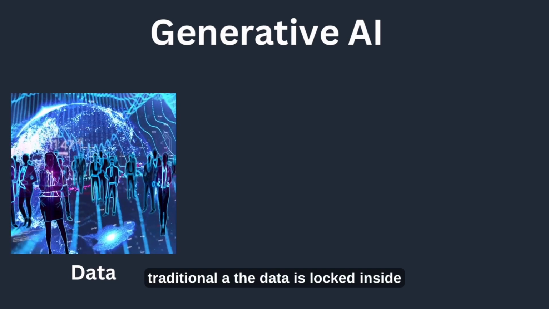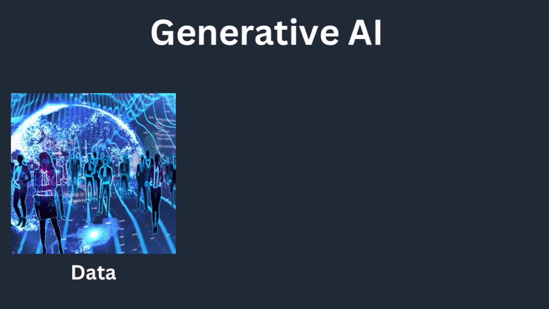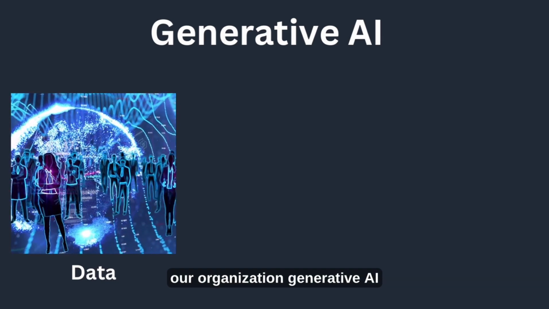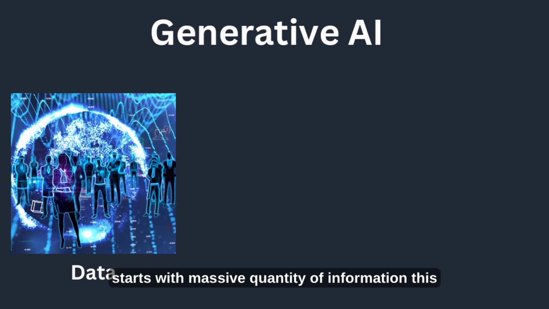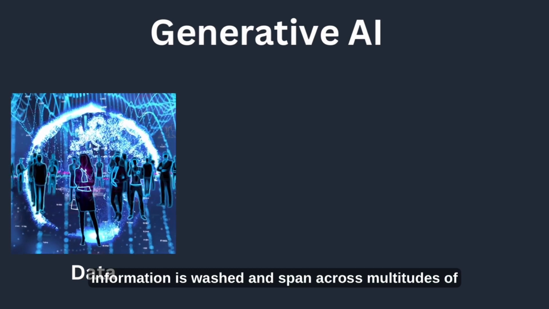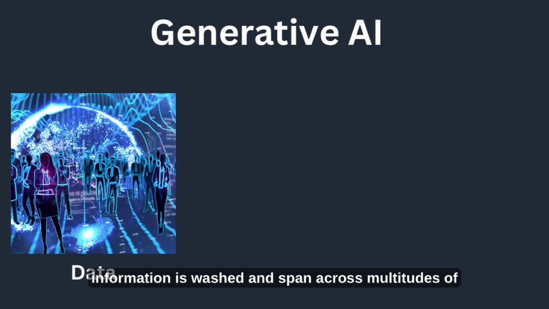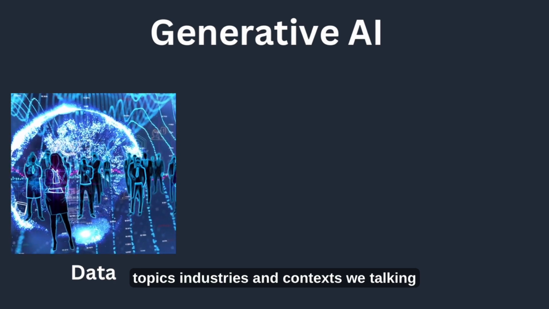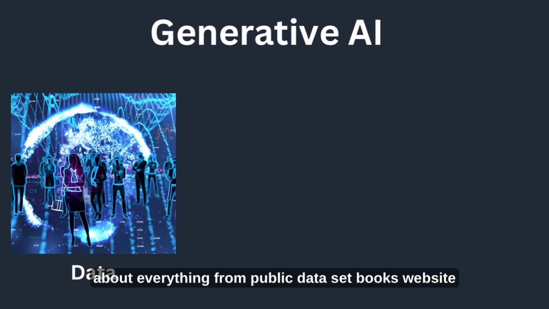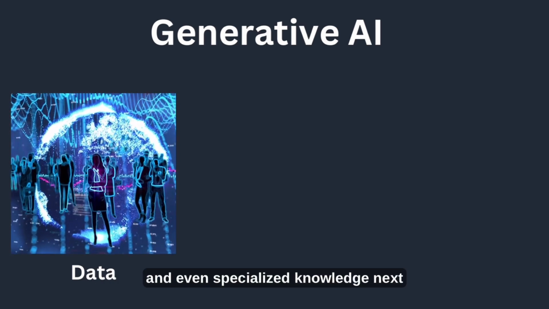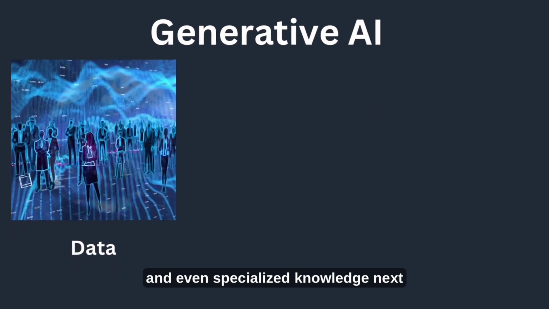In case of traditional AI, the data is locked inside our internal organization. Generative AI starts with a massive quantity of information. This information is vast and spans across multitudes of topics, industries, and contexts. We are talking about everything from public datasets, books, websites, and even specialized knowledge.